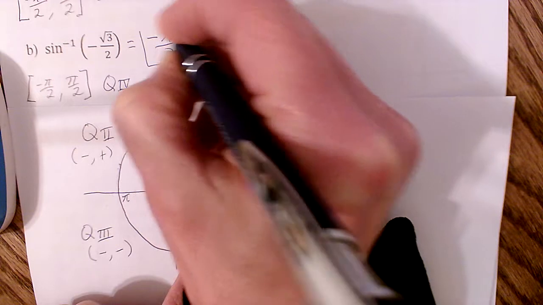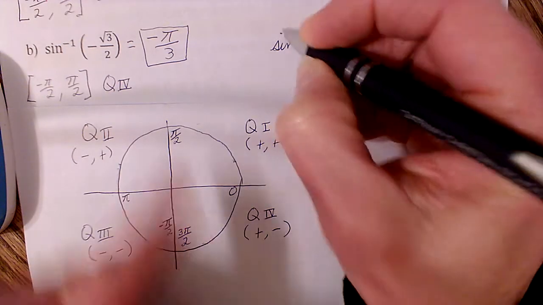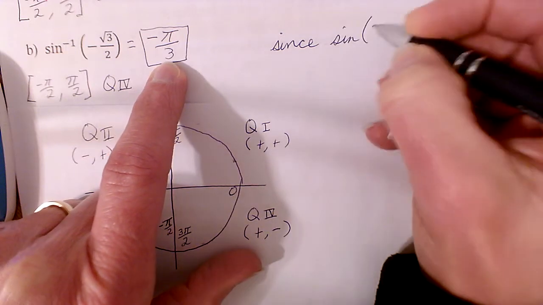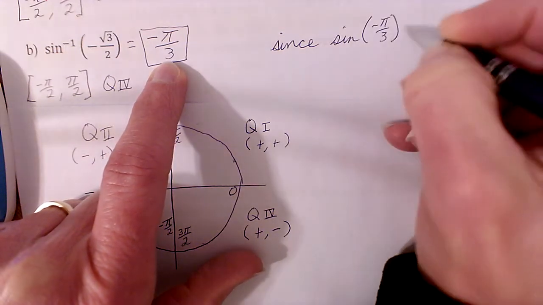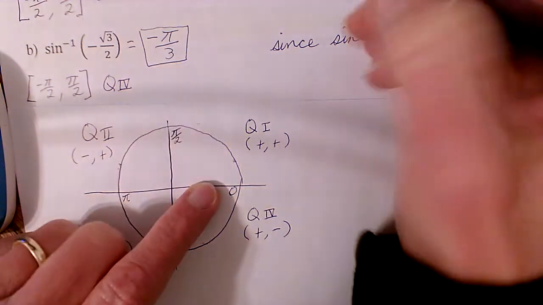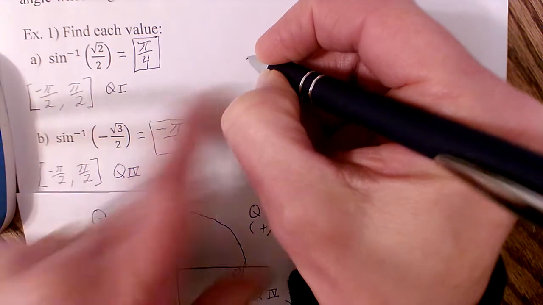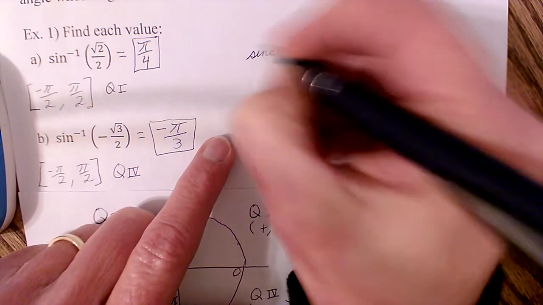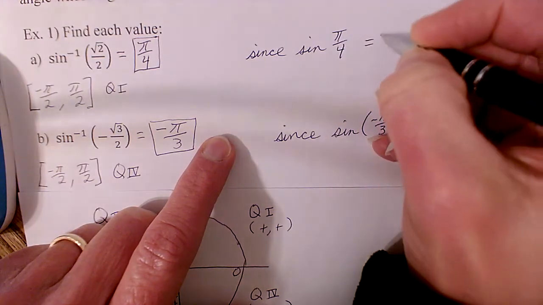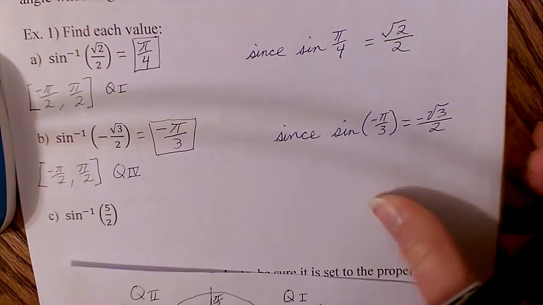Negative pi over 3, and in fact we can write that out as our work. This is negative pi over 3 since the sine of negative pi over 3 gives us negative square root of 3 over 2. And we could have done the same thing up here. We could have said, since the sine of pi over 4 equals square root of 2 over 2. Either one of those ways of showing your work is fine.